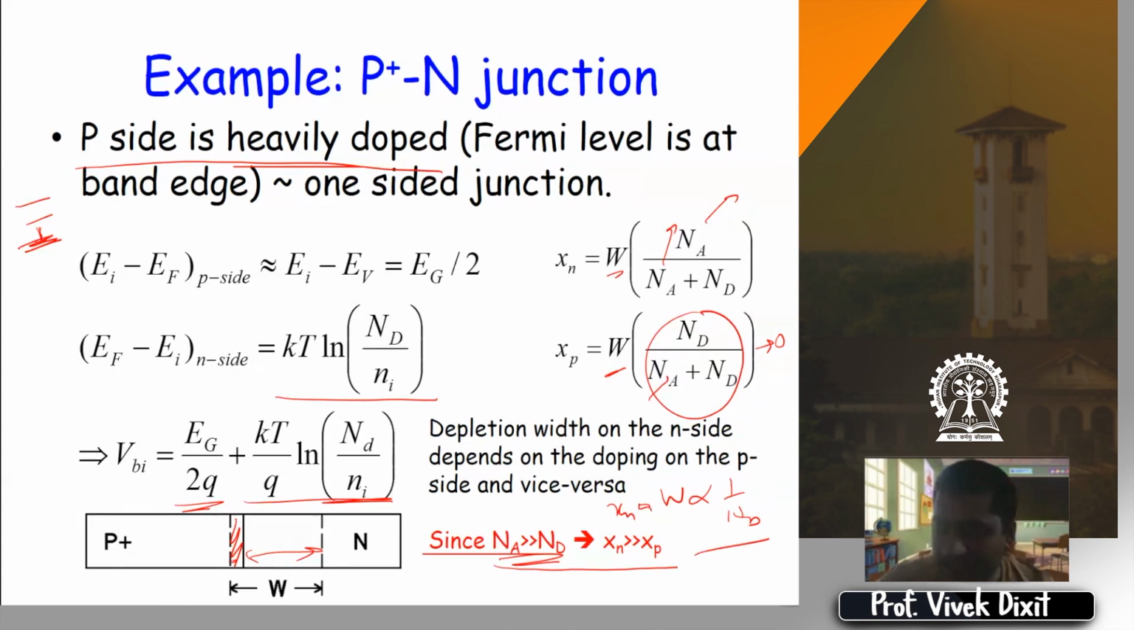Okay, so with this, I close this lecture. Next class, we will discuss what is the effect of applying a bias. So when we apply the bias, how does the PN junction respond?